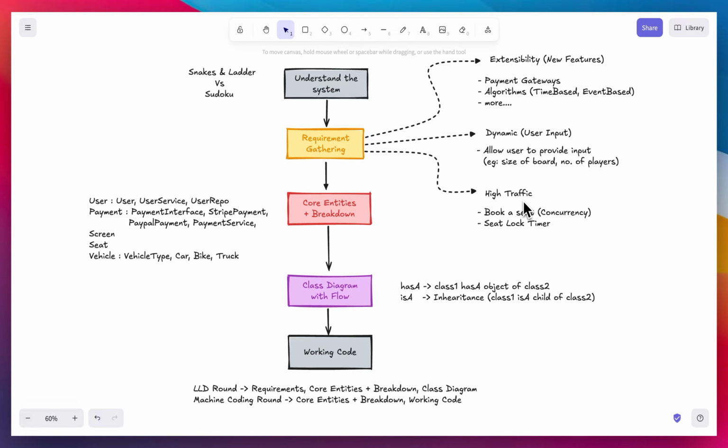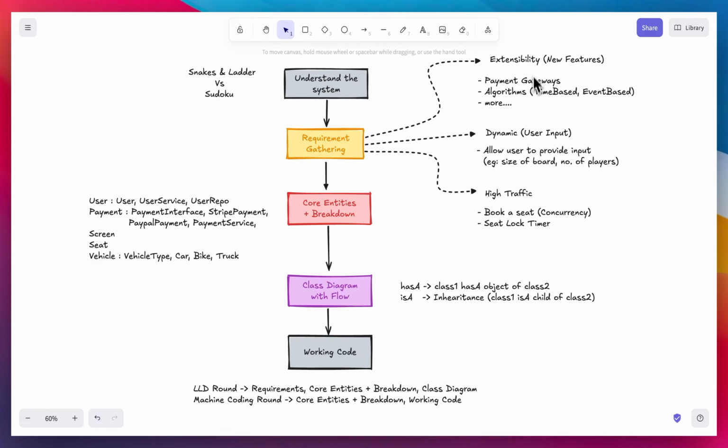The third is high traffic, or you can say concurrency. So assume that you have a website which allows the user to book a ticket. Now there is one movie going on and it has only one ticket available, I mean one seat available, and two users are simultaneously trying to book the seat. So obviously only one of them should get it, isn't it? So that is the time when you have to deal with concurrency. Okay. So all the requirements related to concurrency will go under this category.